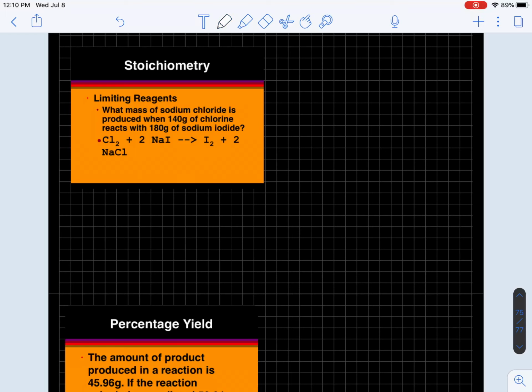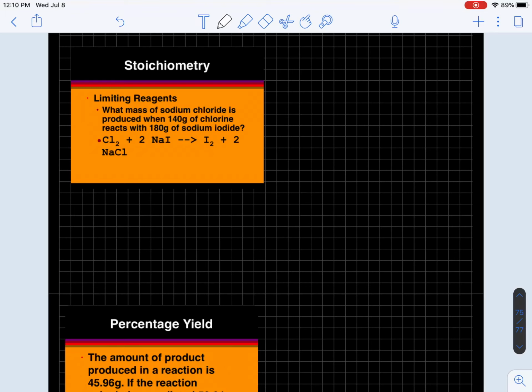Okay, welcome back. In the last video, I said that when we're doing mass relationships, if they only mention the amount of one of the materials, then we know that reactant would be the limiting reactant, and the other one would be in excess. If they only mention the mass of the product, then it doesn't matter which one is limiting. What if they mention the mass of both?